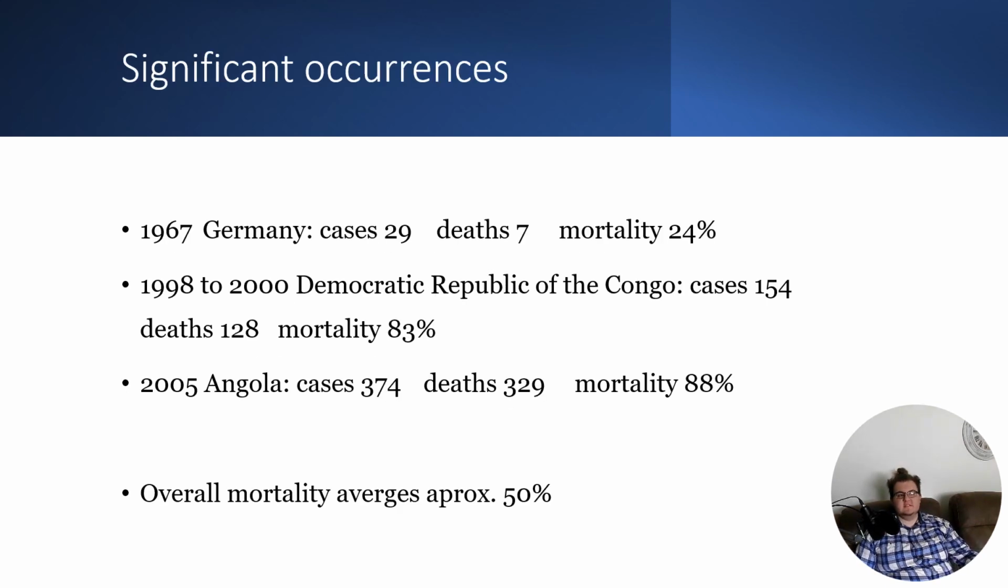Well, there's been more occurrences than what you can see here. These are the significant occurrences. Most others have been two, three, four cases, but these are the significant ones. In Germany, one of the first known cases of Marburg virus disease had 29 cases, 7 deaths, mortality of 24%. But then when we get in Africa, Democratic Republic of Congo and Angola, there's a lot more cases and a lot more deaths, having the mortality of 83 and 88%, showing the difference in medical care. But that gives us an overall mortality of 50%.